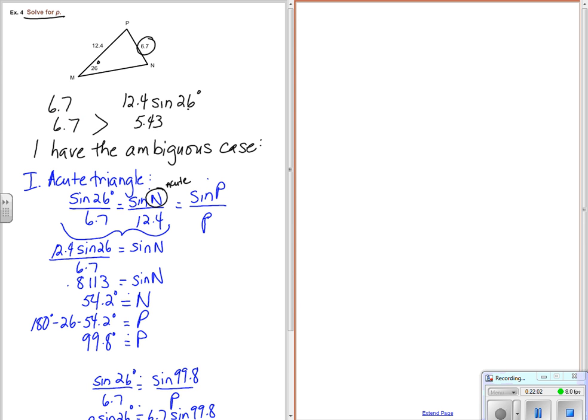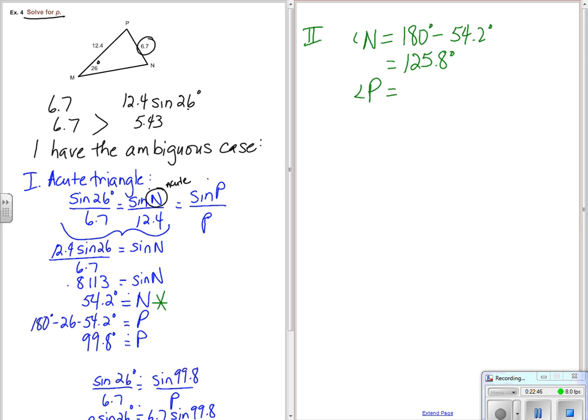There is a second possibility. Since I have the ambiguous case, there might be another answer equally valid. So the second answer is where I look at n and say my calculator only gave me the acute possibility. I need to consider the fact that angle n might be an obtuse angle instead. So I'm going to give my second answer with obtuse n, 54.2. In this case, n is 125.8. My m is 26, and so my p also will be different. It won't be 99.8 anymore.